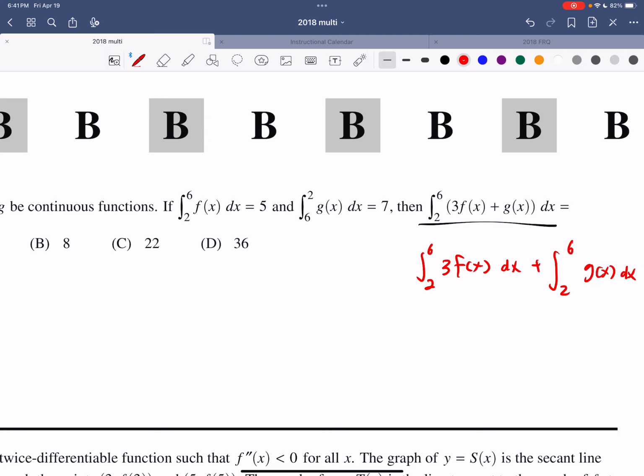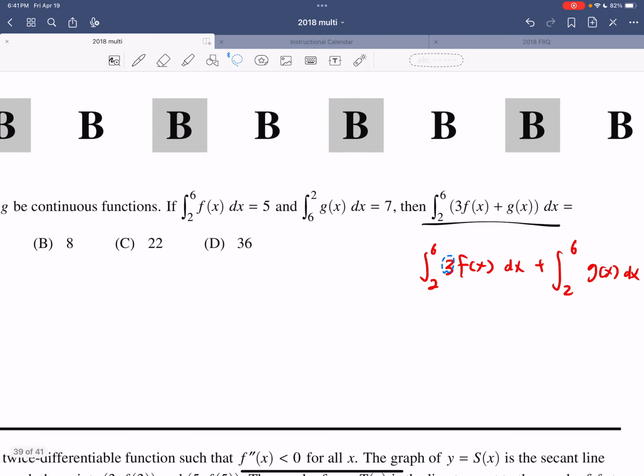And as you can see, do you see this 3? I can take this one outside. So I will just put it outside like that, okay? So let's plug it in. 3 times, it's already given to us, the integral of f of x, this one is equal to what? 5. So this is times 5 plus this one.